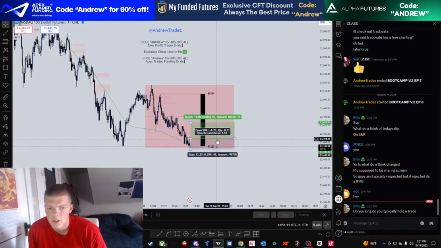How long do I typically hold a trade? Usually, my trades are anywhere under 5 minutes. They happen really fast, and they usually go in my favor. Unfortunately, recently, not been going in my favor, but when they do, it happens really fast. TP gets hit really quick, and you're done for the day really fast.